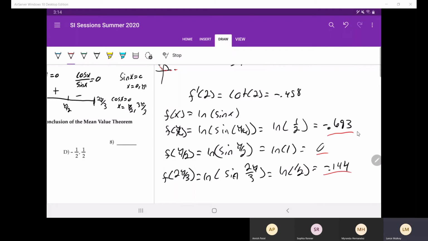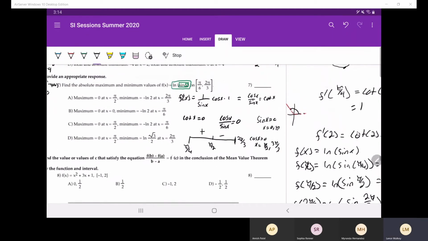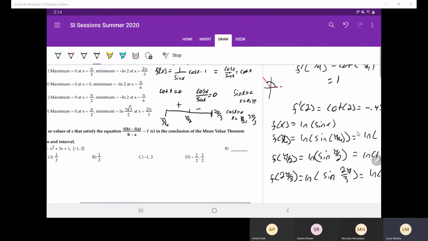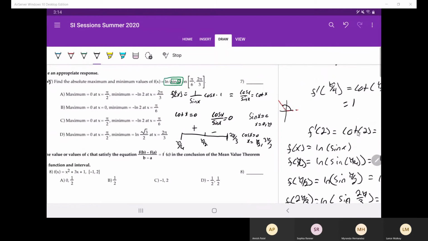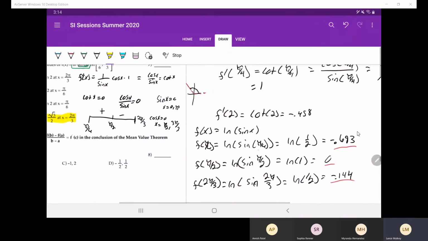You have a local max at x equals 0. And from the looks of it, it only changes direction once in this. So you have an absolute max over the domain at x equals 0. And it said absolute max and mins. And you have an absolute min at negative 0.693. Oh, I guess negative natural log of 2 works. You got a max of 0 at x equals pi over 2. That works right here. And you have a minimum. This is natural log of square root of 3 over 2.